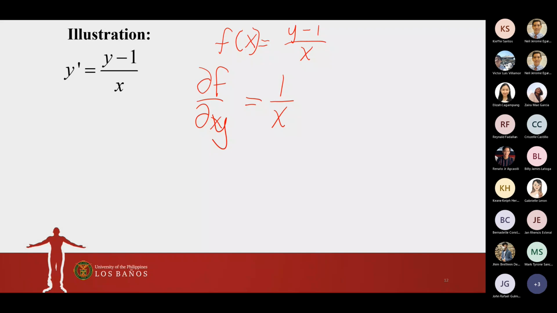So this partial derivative is still continuous for all x's except when x equals 0 pa rin. So ibig sabihin, as long as our rectangle doesn't contain the points where x is equal to 0, then there will be a unique solution. Yun yung part, right? So let me just go back to Picard's theorem.